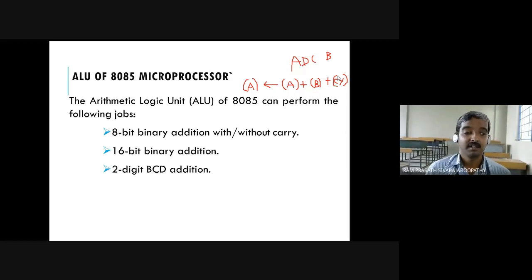Fine. Then 2-digit BCD addition. Okay, to represent a single digit BCD number we need 4-bit. Okay, so 2-digit அப்படின்னா 8-bit. கரெக்டா? So ரெண்டு digit BCD numbers we can perform addition operation. Okay, BCD addition is also possible.